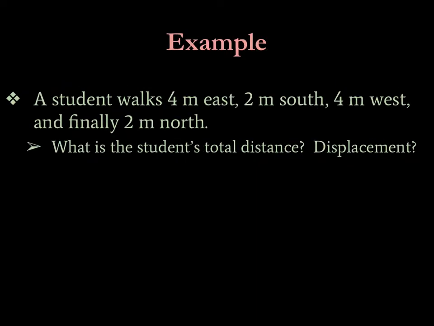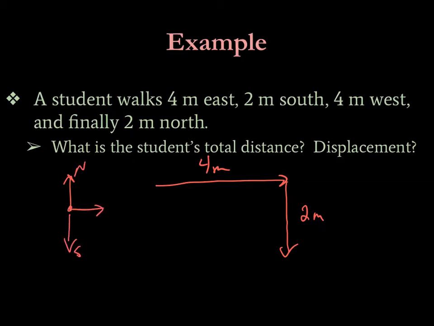Now, one other example of this, let's say a student walks 4 meters east. So, 4 meters, not a significant distance. And then they walk 2 meters south. Now, I've established my frame of reference as north, south, east, and west, so traditional compass.